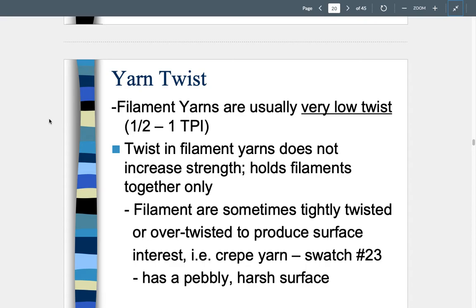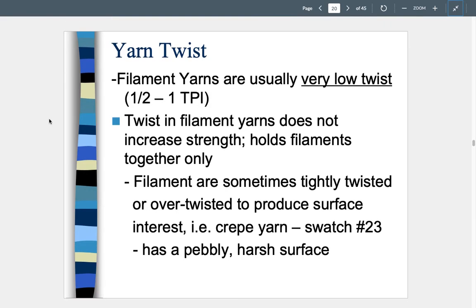You may want to over twist it for something like a crepe yarn, where you're going to tightly twist it to create almost a pebbling effect, or a puckering of the yarn. Think about twisting your hair in your fingers. The more you twist your hair in your finger, the more it's going to get drawn up and bunched up into a ball. We can do that to yarn.